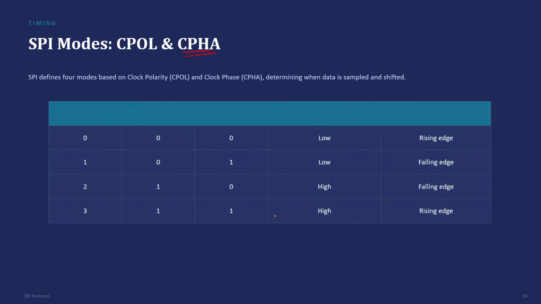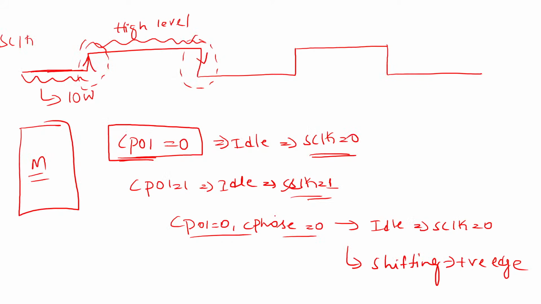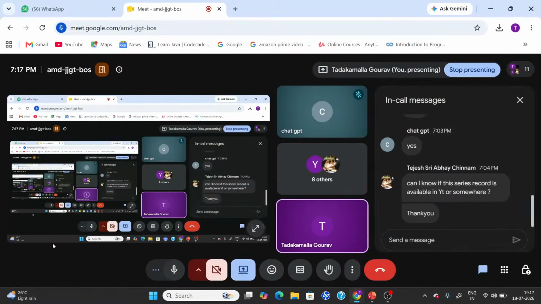Anyways, we are going to discuss this table, and in our particular project, we are going to shift the data at the positive edge of the clock, and we are going to sample the data at the negative edge of the clock. This is known as mode zero configuration. This is what we are going to follow in our project. Okay. Up to here, is it clear for everyone? Any doubts or any queries?